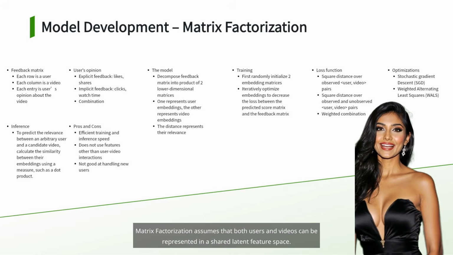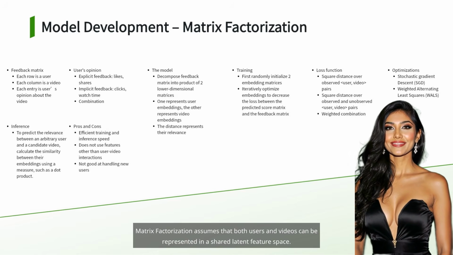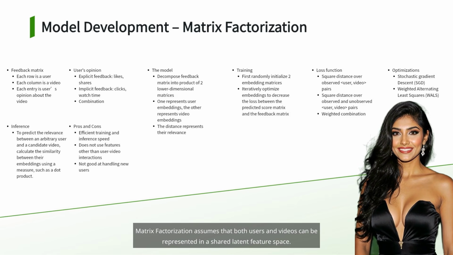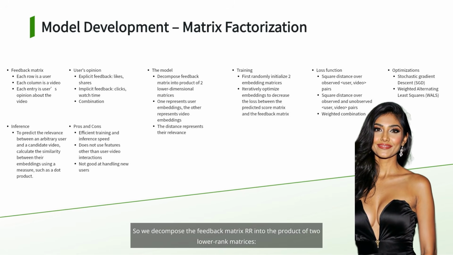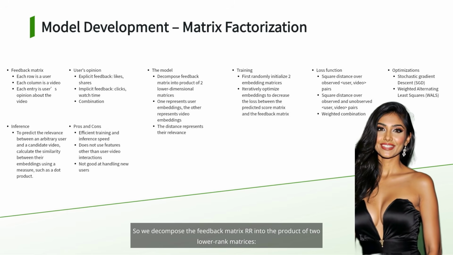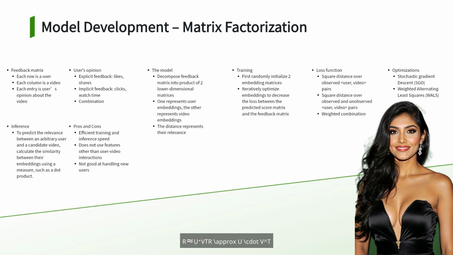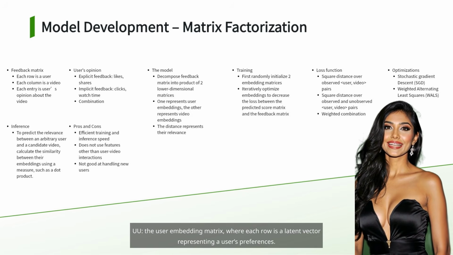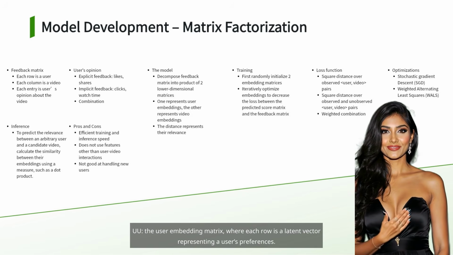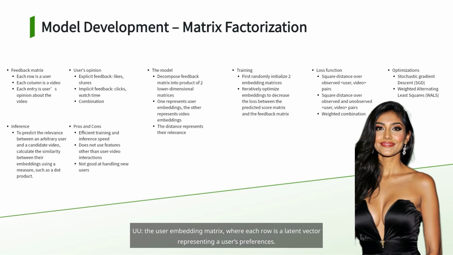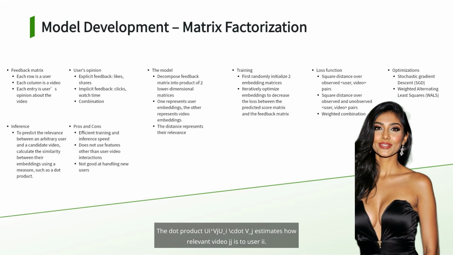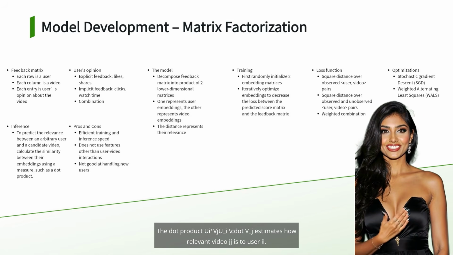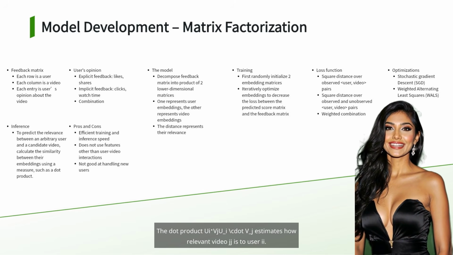The model, matrix factorization, assumes that both users and videos can be represented in a shared latent feature space. So we decompose the feedback matrix R into the product of two lower rank matrices, R ≈ U · V^T. U is the user embedding matrix, where each row is a latent vector representing a user's preferences. V is the video embedding matrix, where each row represents the features of a video. The dot product U_i · V_j estimates how relevant video j is to user i.